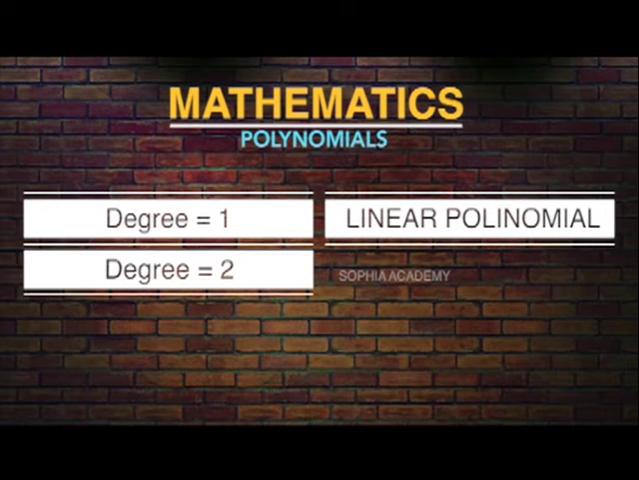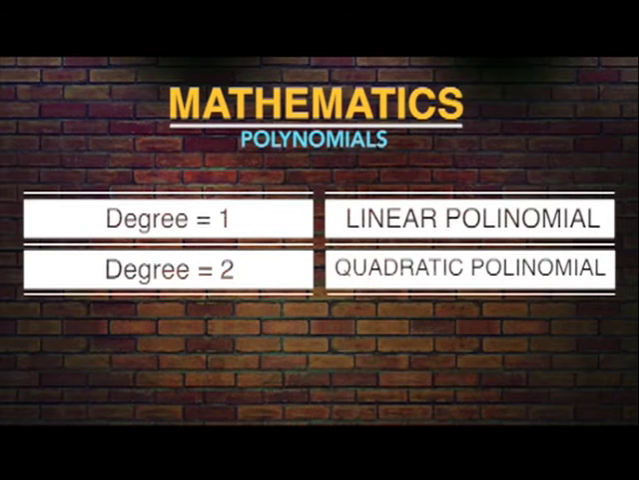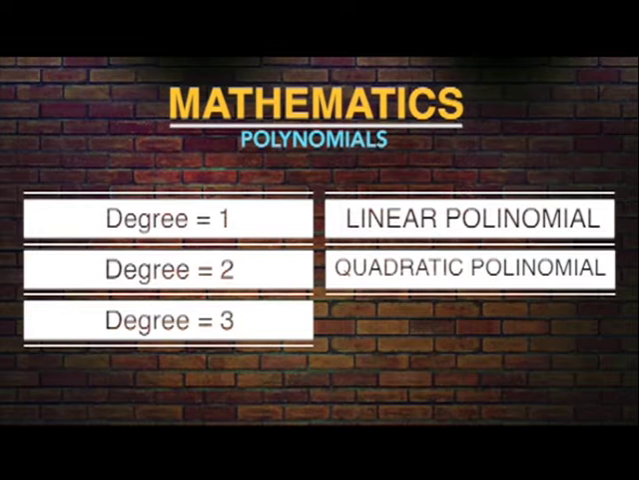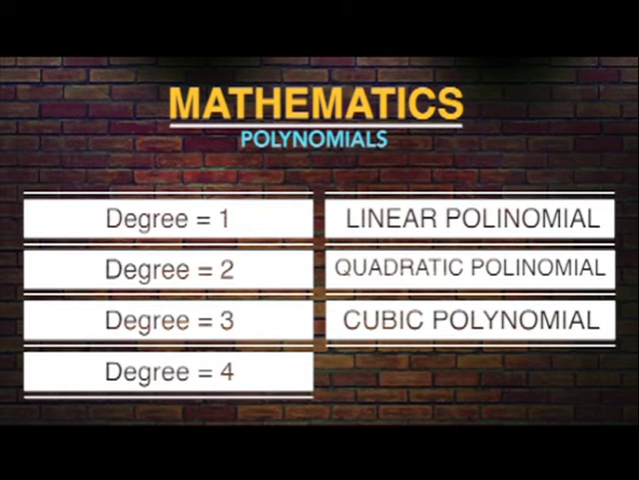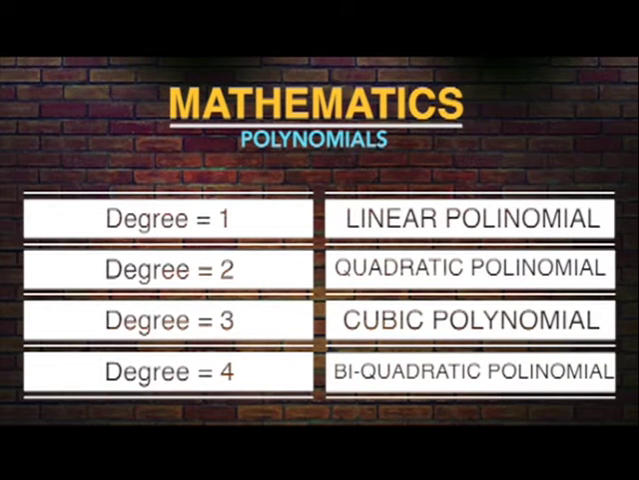Second one, if the degree of the polynomial is 2, that means the highest power of the given polynomial is 2, then that polynomial is called a quadratic polynomial. Third one, if the degree of the given polynomial is 3, that is, the highest power is 3, then that polynomial is considered a cubic polynomial. And if the polynomial has degree 4, that polynomial is called a biquadratic polynomial.